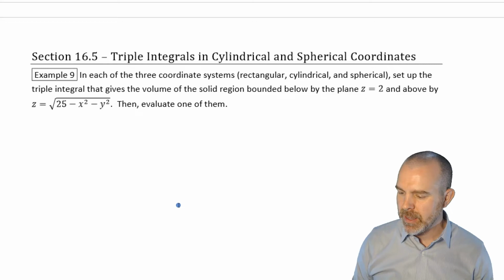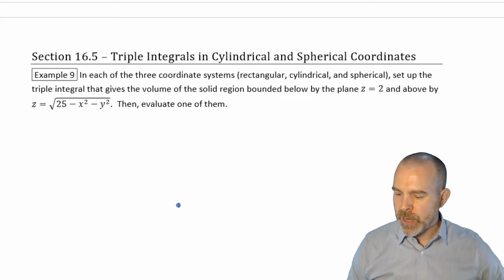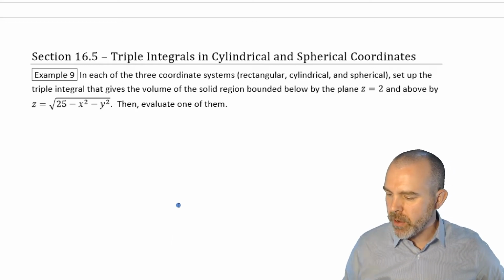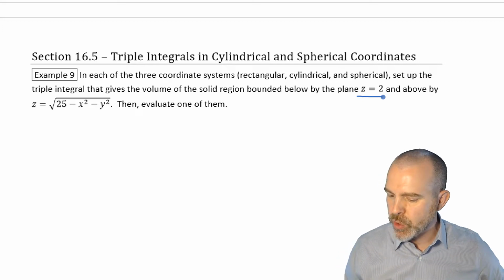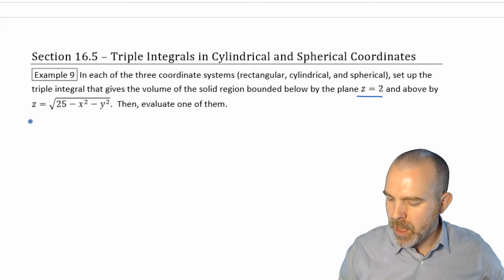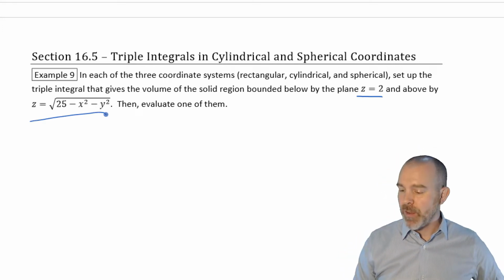We're looking at triple integrals, and we're going to do two last examples, and we're going to try to set these up and maybe do one for each. We're going to try to set up in all three coordinate systems and then maybe pick one to do for each of these. We're going to try to find the first one here, the triple integral that gives the volume of the solid region bounded by z equals 2, and then above by this hemisphere.